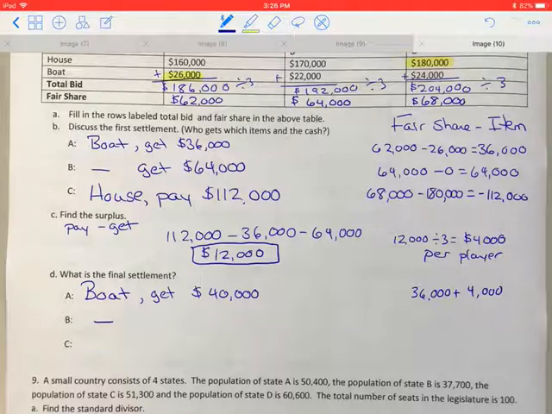Now remember, player B didn't get an item. They were getting $64,000, but now they're going to get their $4,000 from the surplus. So they're going to get $68,000.